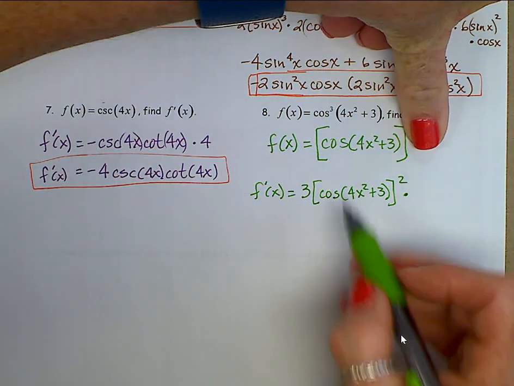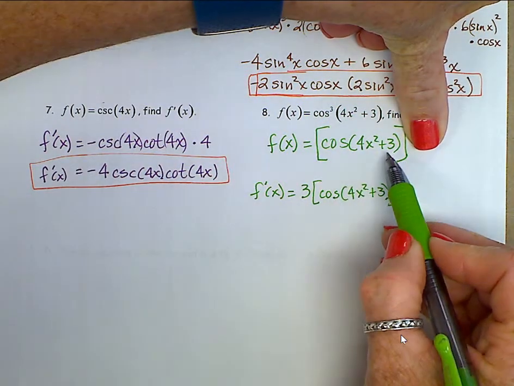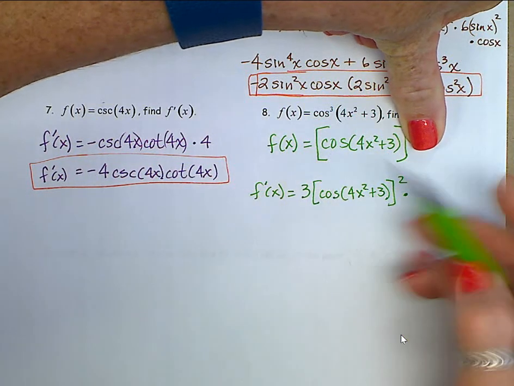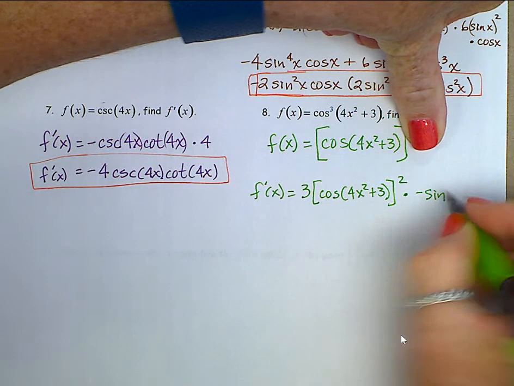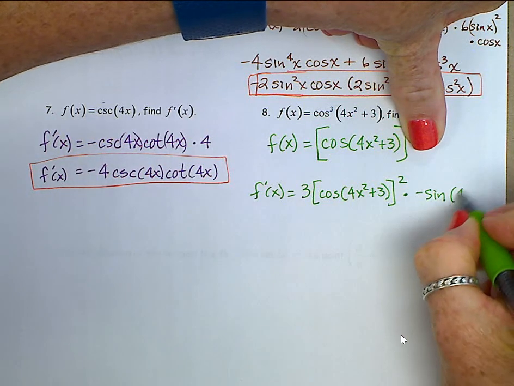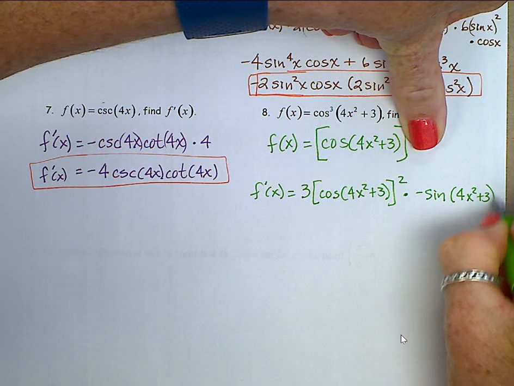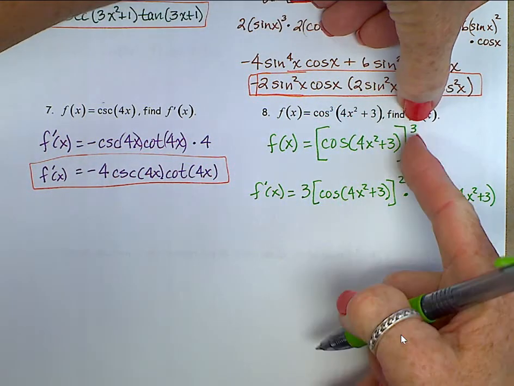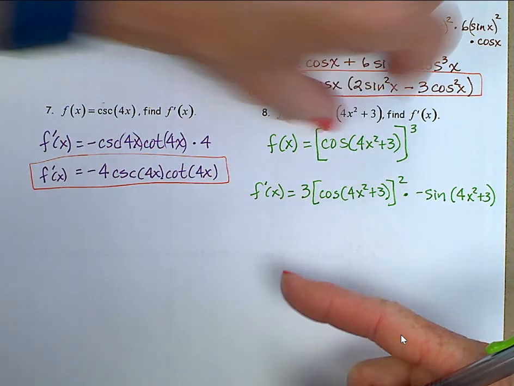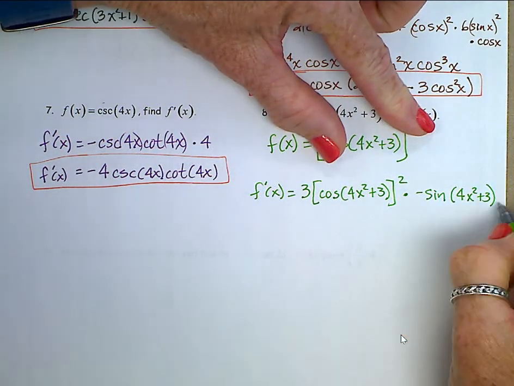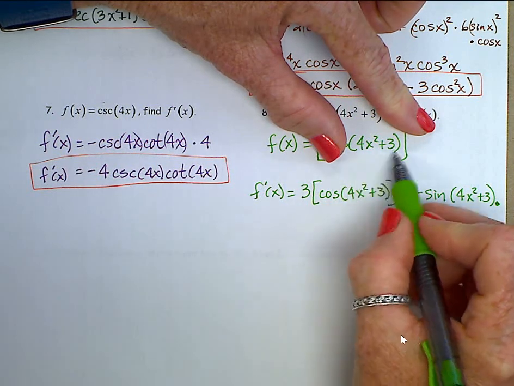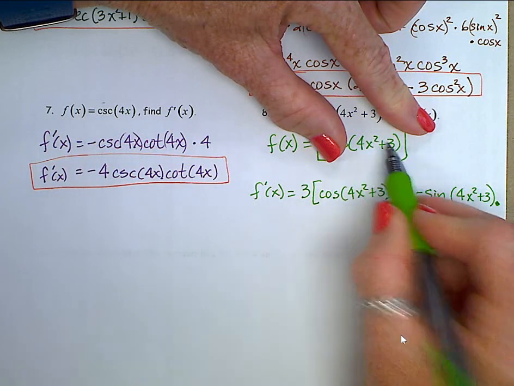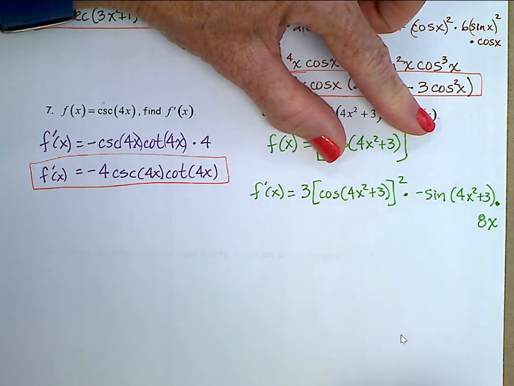Now let's do the derivative of the next layer in, and the next layer in is cosine. The derivative of cosine is negative sine. Its inside stays the same. Okay, so we've done the derivative of the cubic, the derivative of the cosine, and all that's left then is to multiply times the derivative of the inside most, which is the derivative of 4x squared plus 3, or 8x.